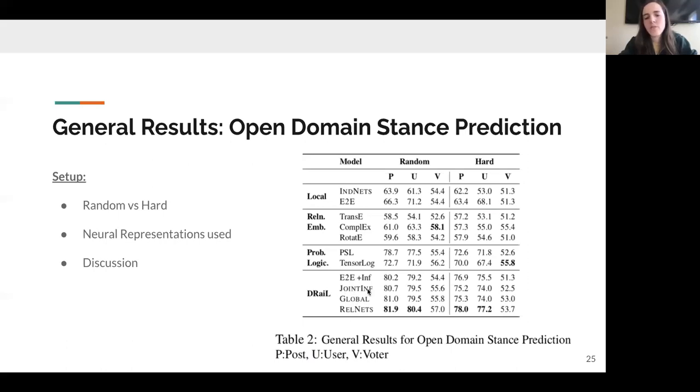And these are the different types of things that I did. So joint inference means I train locally, predict globally. Global means I train globally, predict globally. So that means whether the inference is used during learning or not. And then RelNet is the impact of also adding the parameter sharing component.